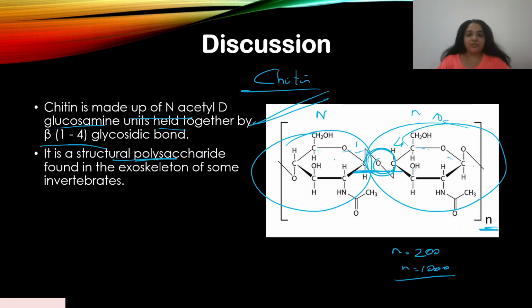So it's a structural polysaccharide found in the exoskeleton of some invertebrates, like in the case of cockroaches. One good example is cockroach. Their exoskeleton is made of chitin, which is actually N-acetyl glucosamine. All right, let's move on then.